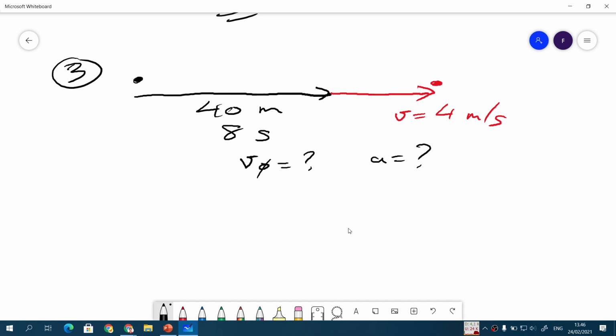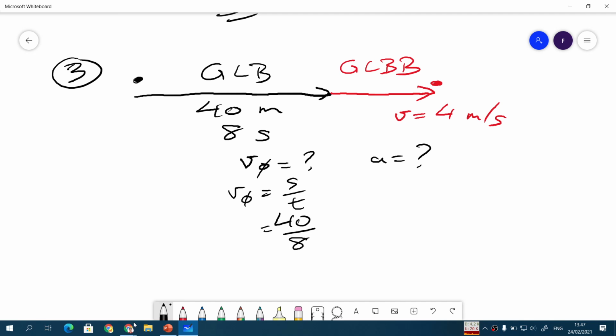So, back to the third case here. We can calculate V naught directly, because let me label this. The black part is KLP, and the red part is KLPP. We can calculate V naught by simply using the formula for KLP, which is S over T, which makes it 40 divided by 8, resulting in 5 meters per second.